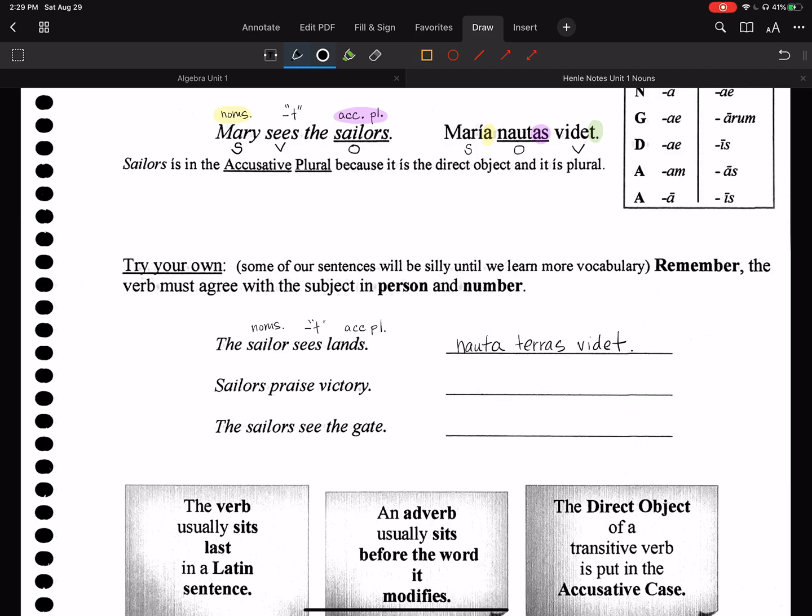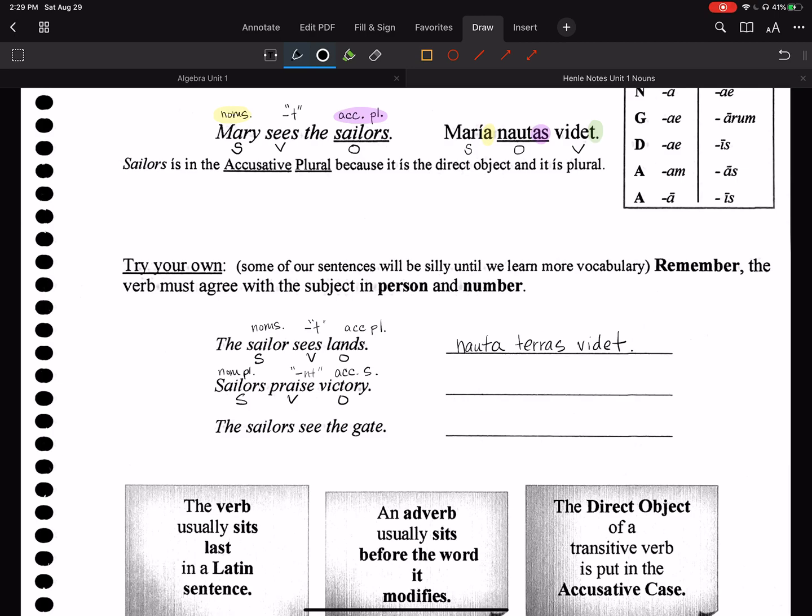Sailors praise victory. So remember in English, SVO. The sailors are the ones performing the action. They are plural, there's more than one of them. So this would be the nominative plural case. If my subject is plural, my verb has to be plural as well, NT on the end. And then victory is singular, it's not victories, it's victory. So accusative singular, always making that choice in your head about whether it is singular or plural.